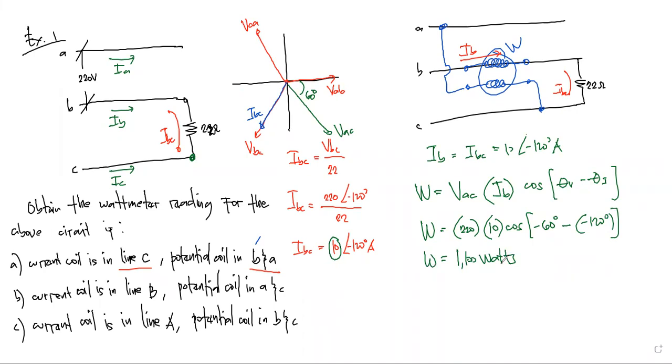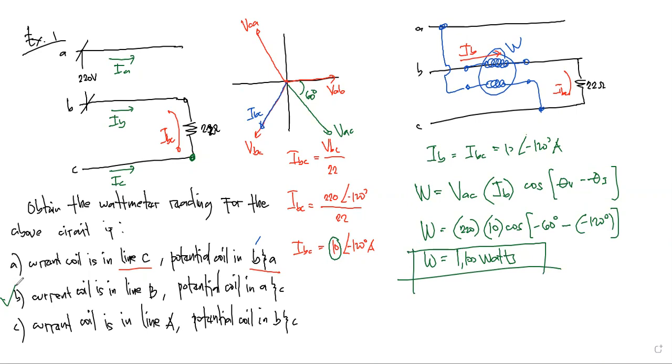Okay, so what is the factor that the reading in B is different from A? The answer is the position of the two coils of the wattmeter. Meaning to say that the positioning of the wattmeter will have a great effect on its indication. Okay, so that's 1,100 watts for B.